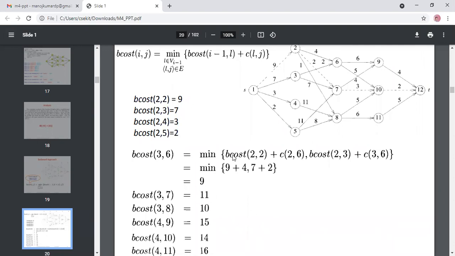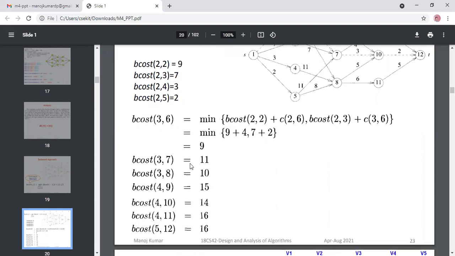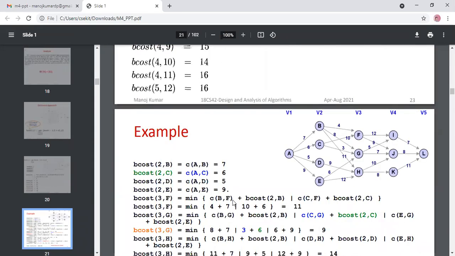So it is equal to the minimum of cost of 2 comma 2 plus c of 2 comma 6, and cost of 2 comma 3 plus c of 3 comma 6. So 2 to 6 using 2 as well as 3 will give you the minimum of 9 plus 4, and 7 plus 2. So this will give you 13, and this will give you 9. Minimum of the two values is equal to 9. So cost of 3 comma 7 is equal to 11. Similarly I find out for all these particular things.